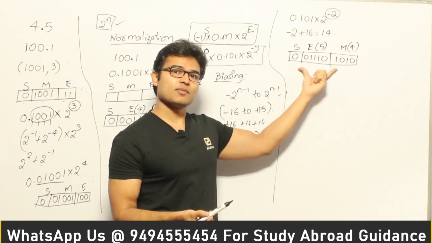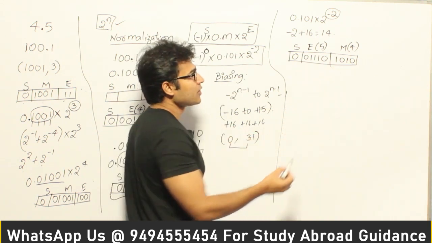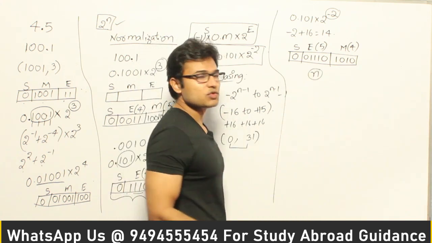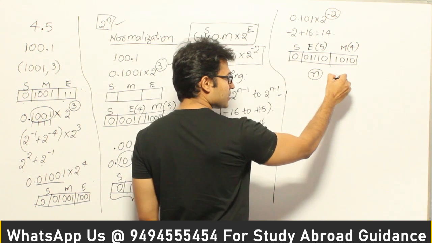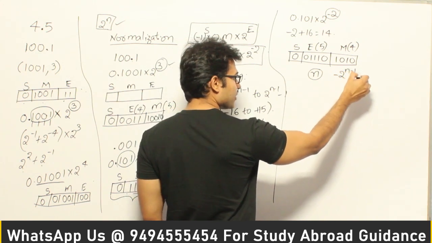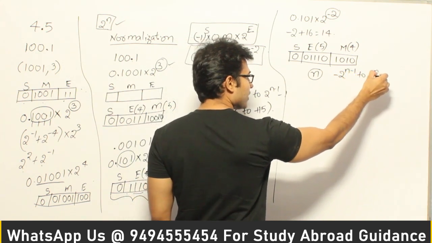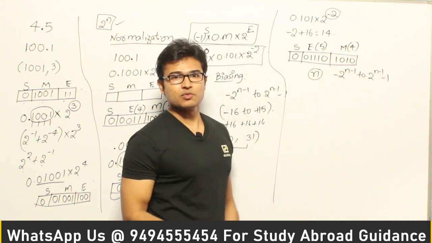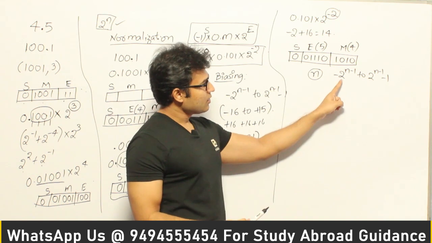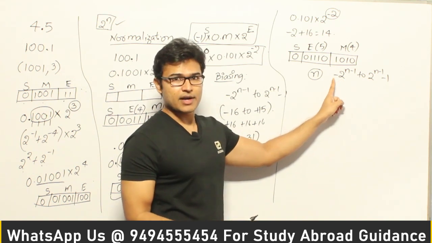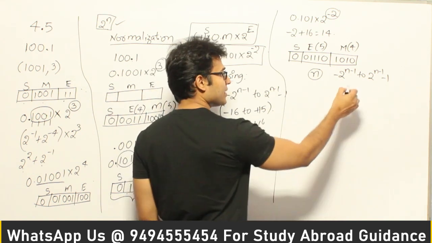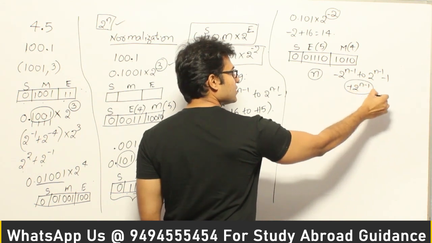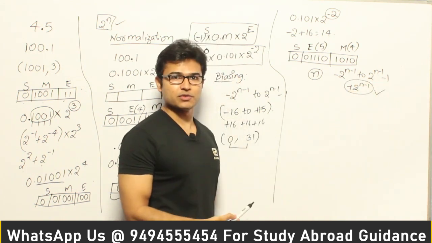So what is the normal biasing that you should use? If you are going to have n bits in the exponent, then in 2's complement number system I can represent a range from -2^(n-1) to 2^(n-1) - 1. Now in order to convert all these numbers to positive, you have to take the most negative number and add it as the bias. Therefore the bias in this case is going to be plus 2^(n-1). So this is how you can decide what is the bias you need to use, right?